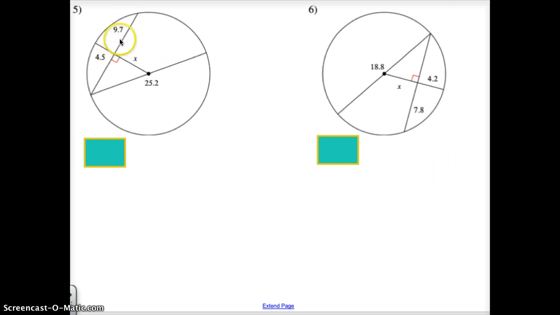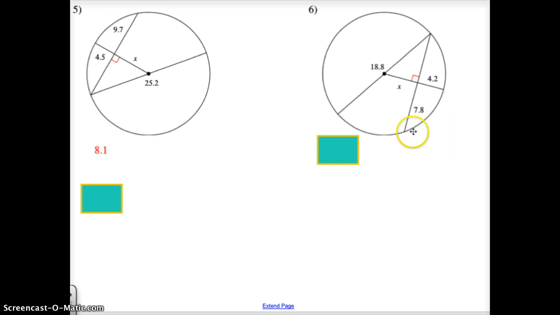Knowing that the chord's segment is 9.7 on this side, you can also state that it's 9.7 on this side. We also know that the whole diameter is 25.2, making the radius half of that. After we do that, we can use the 9.7 on this side as well as half of 25.2 to create the Pythagorean theorem and find that x equals 8.1.